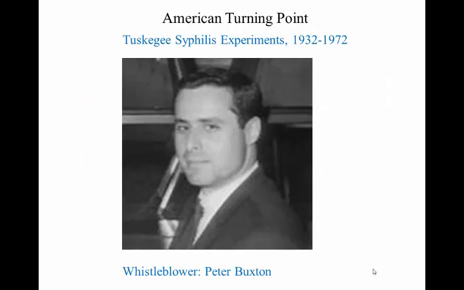That is, until the 1960s, when a man named Peter Buxton, who worked for the U.S. Public Health Service, started raising objections. At first he tried to work within the system, but by 1972 he became so impatient with the inability of the medical community to police itself that he went to the news. He leaked the information to a newspaper called the Washington Star, which no longer exists.